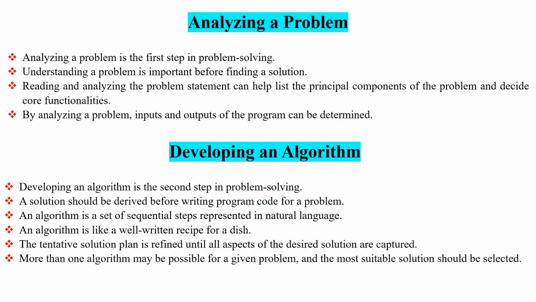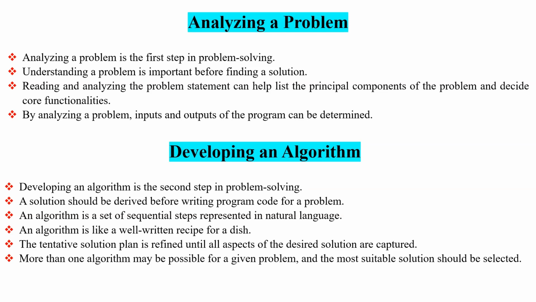The first step in problem solving is analyzing a problem. It's very important to understand a problem before finding a solution. We need to read and analyze the problem statement, which can help list the principal components of the problem and decide core functionalities. By analyzing a problem, we can figure out the inputs that our program should accept and outputs that it should produce.